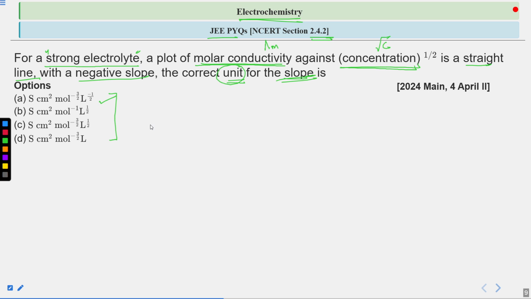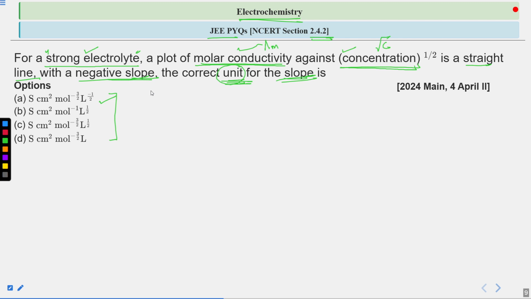How can you do that? First of all, you have to relate the given quantities among them so that you can get the equation for revealing out the unit of the slope. Okay. So it is already given that we are taking a strong electrolyte, we are plotting its molar conductivity versus the concentration under root concentration graph. You are getting a straight line with a negative slope and you have to tell the unit of slope.